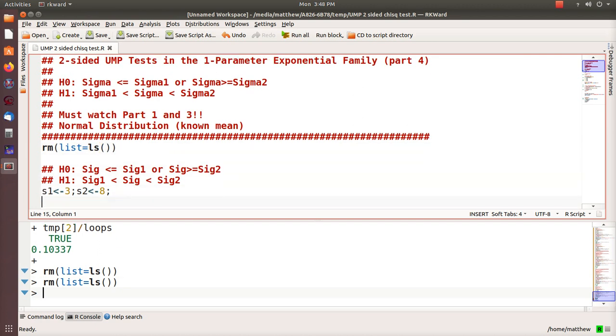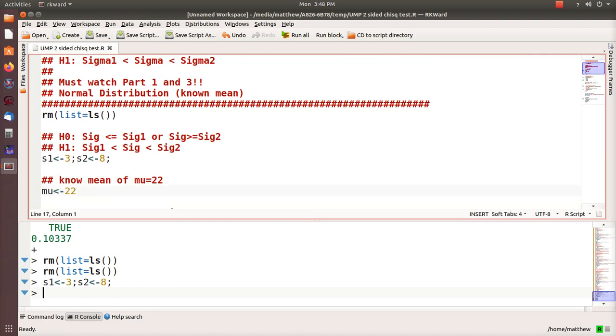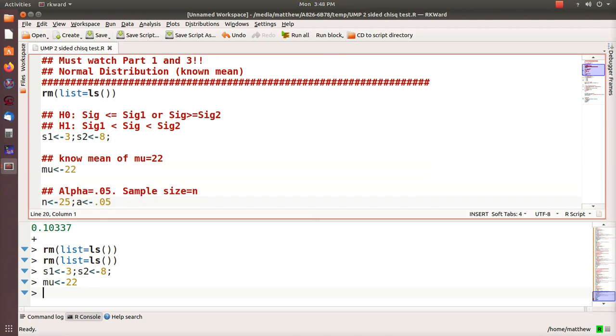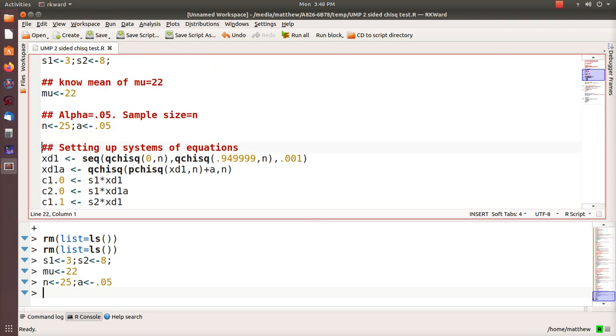Our null and alternative hypotheses are this. We're going to use 3 and 8. So the null hypothesis is: is the true variance less than or equal to 3, or greater than or equal to 8? Or is it somewhere between 3 and 8? That's the alternative. So let's load S1 and S2, which really stand for sigma 1 squared and sigma 2 squared. We're going to use a known mean of 22, but it's really irrelevant in this example. Initially, we're going to have a sample size of 25, and we're going to use an alpha of 0.05.